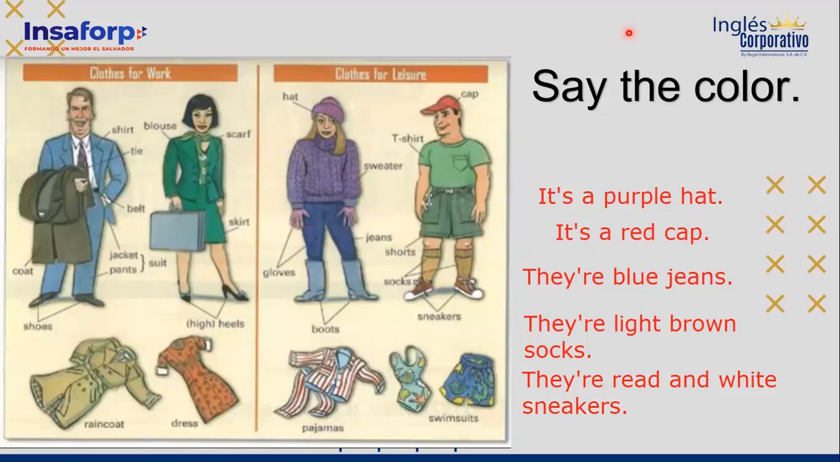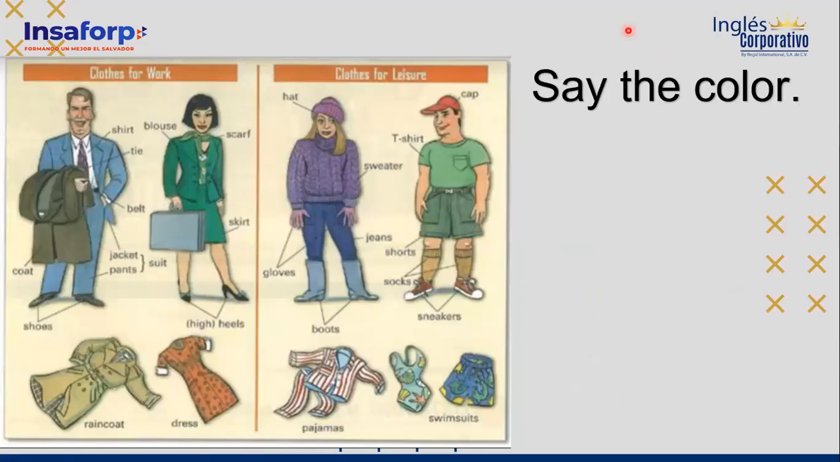Okay, do you have any question? I can repeat the pronunciations. Swimsuit. Yes, swimsuit. Okay. Okay, thank you for your question. If you don't have any other question, let's go with the next exercise here. We'll continue practicing this topic. So here we go. Just a second.